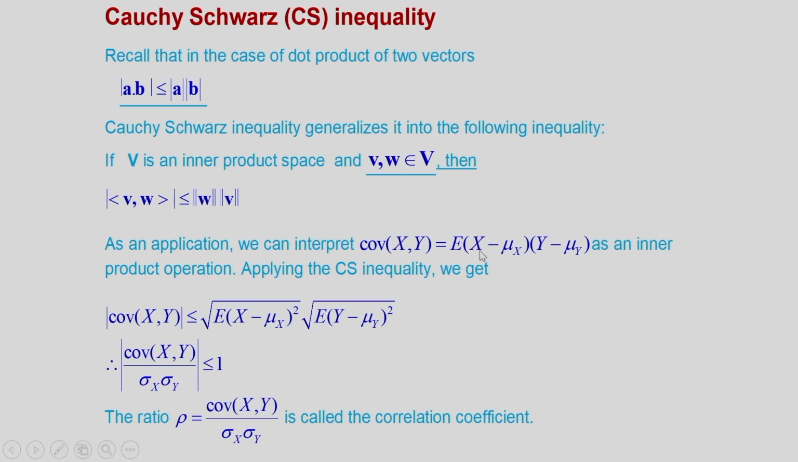So, this is an inner product on these two random variables, x minus mu x and y minus mu y. Since it is an inner product operation, we can apply the Cauchy-Schwarz inequality. If we take the magnitude of this quantity, it must be less than or equal to the norm, because an inner product is less than or equal to the product of norms.